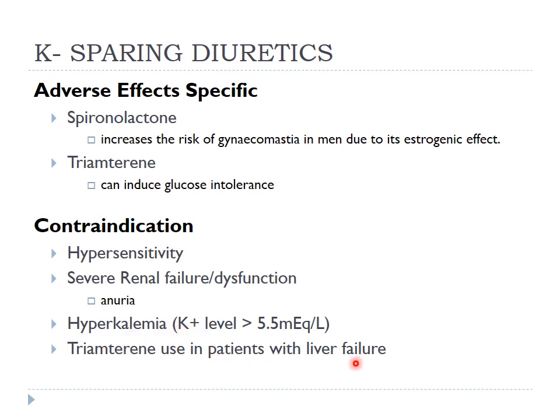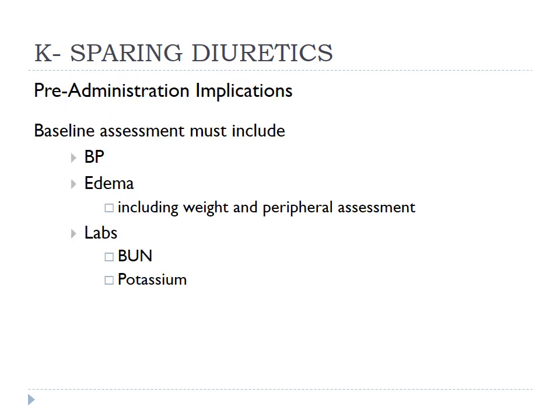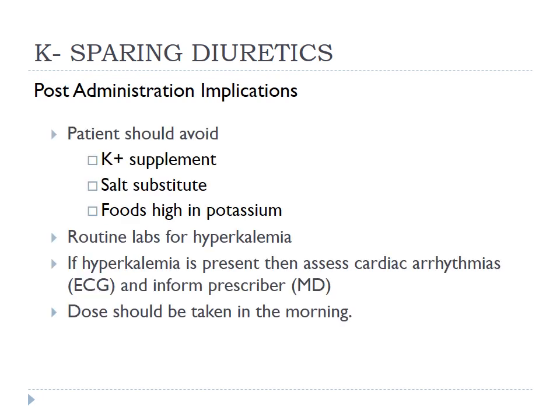Triamterene use in patients with liver failure. Specifically, if you have liver failure, you do not want to use triamterene. Prior to giving it, check BP, look for the edema as well, and look at your labs as well. Specifically, potassium. Post administration, patients should avoid potassium supplements, and should avoid any salt substitutes.